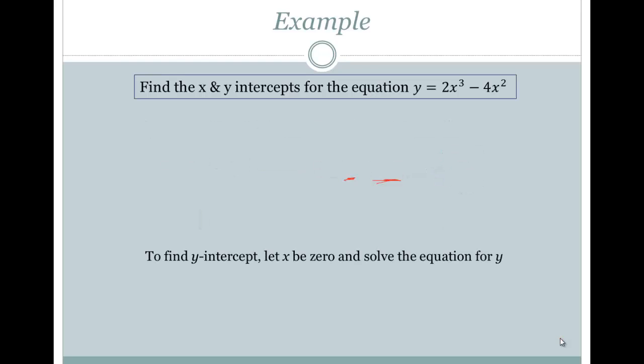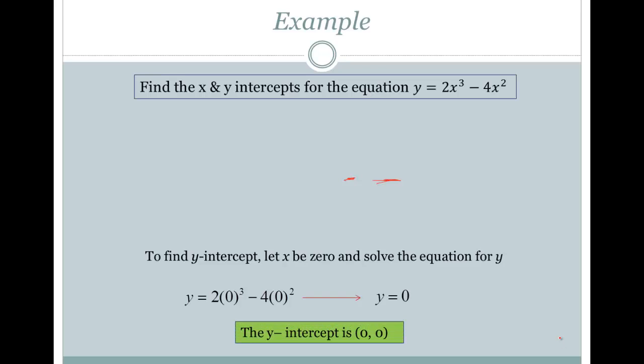Now if I want to look at what the y-intercepts are, we want to let x be equal to 0 and solve for y. So if I plug in 0 for x into the above equation up here, this term's going to be 0, this term's going to be 0, and so what we should see is that the y-intercept is at 0, and I have (0, 0).